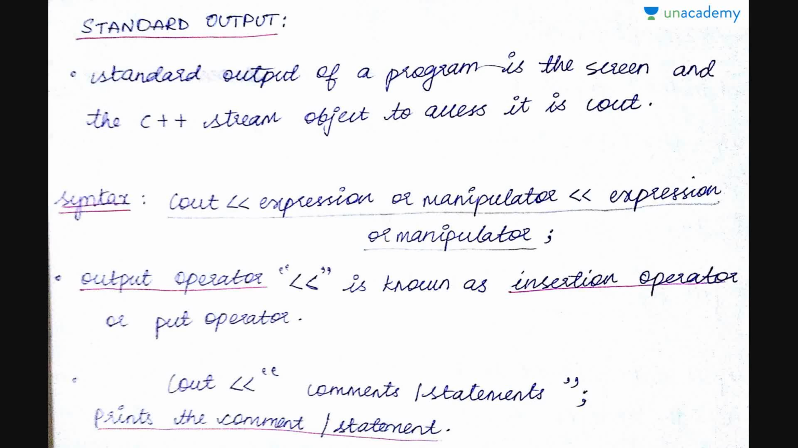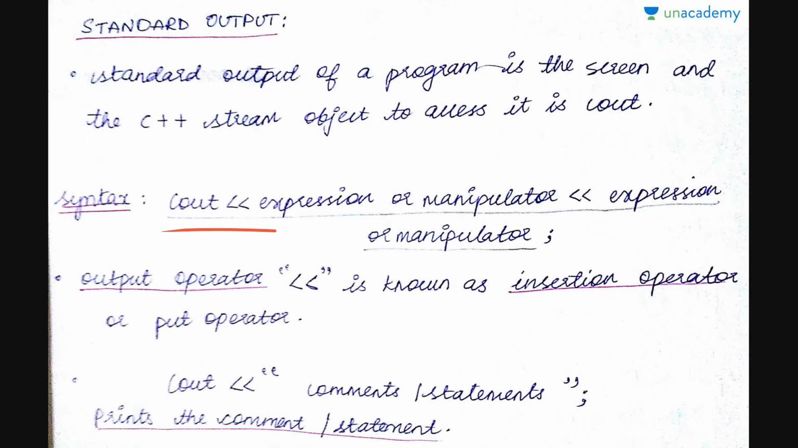Standard output of a program is the screen. You know, right? Using a screen, usually we display the program's output. And the C++ stream object to access it is cout. Cout is console output. There is some syntax for how to type cout. I think you have seen in one of the previous examples that we had cout to print something. Let us see the syntax now. It is cout followed by two angular braces like this, something like less than signs, followed by an expression or manipulator. And again you can continue, you can keep printing things continuously.